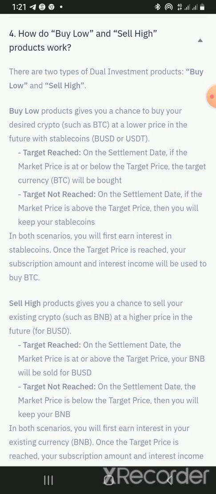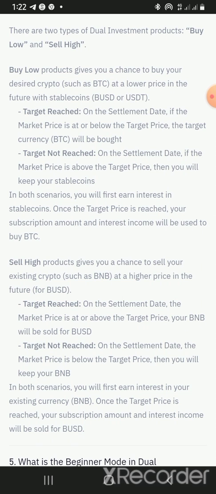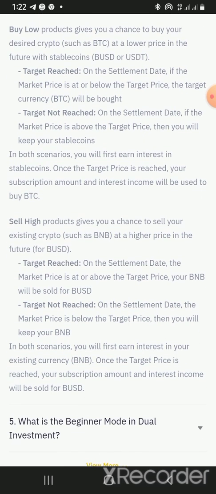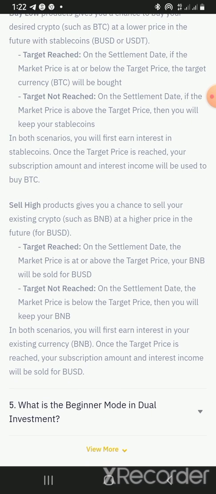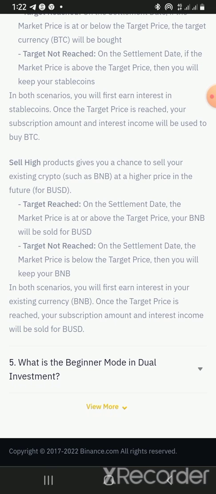Buy low product gives you a chance to buy your desired crypto, such as maybe BTC, at a lower price in the future with stable coins like BUSD or USDT. Target reached on the statement date: if the market price is at or below the trigger price, the trigger currency BTC will be bought. Trigger not reached on the statement date: if the market price is above the target price, then you will keep your coins. In both scenarios, you will first earn interest in stable coins.